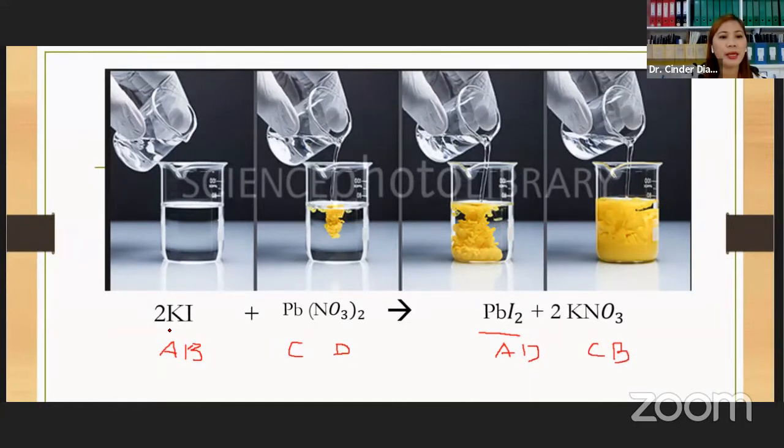So, si potassium, ang pair niya is si nitrate, no? Dito. And then si lead will pair with iodide. So let's make it lead iodide. Now, let's try to look if the equation now is balanced. For potassium, you have here 2, 2. And then for iodide, 2. And then for lead, you have 1. And then for nitrogen, you have 1 times 2, 2. 1 times 2, 2. And then for oxygen, 3 times 2, 6. 2 times 3, 6. So the equation is balanced.